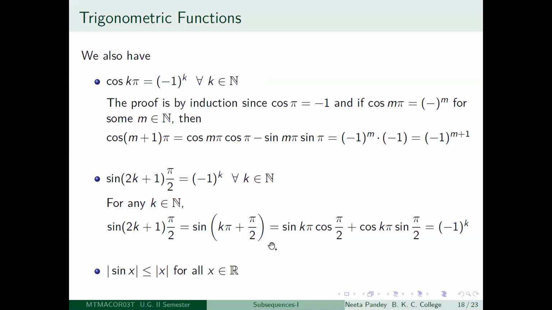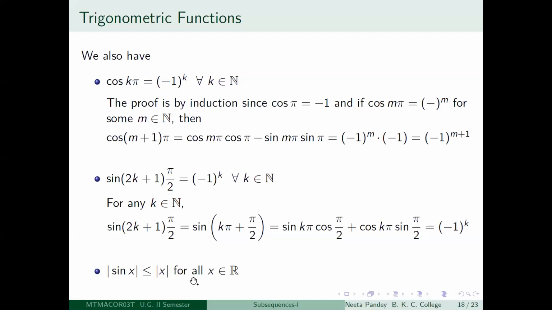Use the addition formula for sine. So you get sine k pi cos pi by 2 plus cos k pi sine pi by 2. So what is cos pi by 2? That is 0. So this first term is actually 0. And what is sine pi by 2? That is 1. So this second term is just cos k pi, which you have already proved to be equal to minus 1 to the power k. So this is true, that cos k pi is minus 1 to the power k, and sine (2k plus 1) pi by 2 is minus 1 to the power k for every positive integer k.